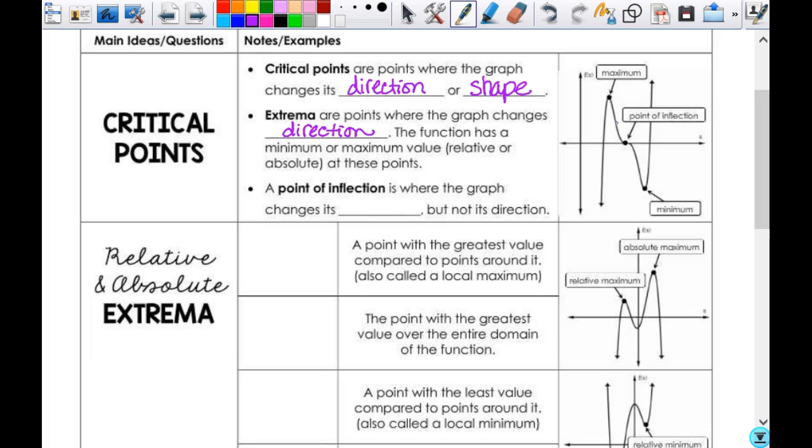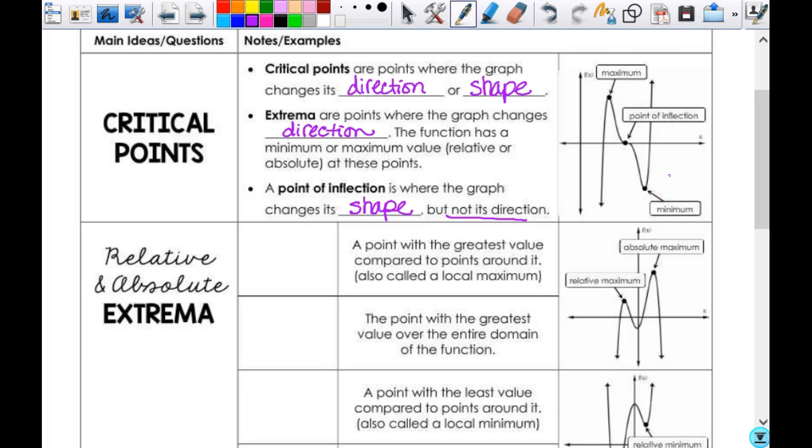Then we also have what's called a point of inflection. That's where the graph changes its shape, okay, but not its direction. So here I'm decreasing. I changed the shape, but I didn't change the direction because I'm still decreasing. It's just going quickly, it slows down, and then it speeds back up, okay? So the point of inflection is what gives you that little zigzag, and then the maximum and minimum is what gives you the complete direction change, okay?